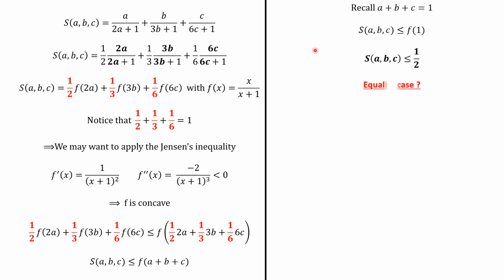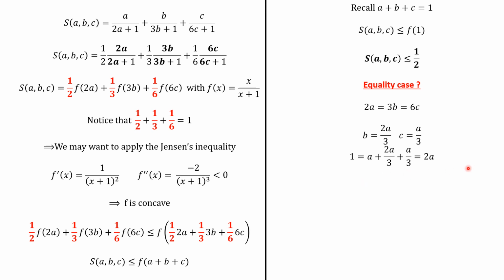So what about the equality case? Of course, we have equality in Jensen's inequality when all the points we are computing the function for are equal. That is here 2a, 3b, and 6c. So equality holds when these points 2a, 3b, and 6c are equal. So we'll write everything in terms of a. We have b = 2a/3, and then c = a/3. We replace here, so we have 1 = a + 2a/3 + a/3, and the whole gives 2a. So 2a = 1.